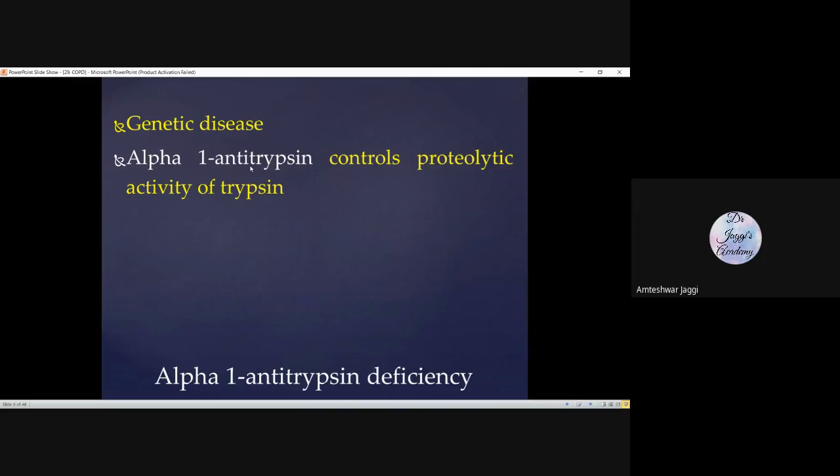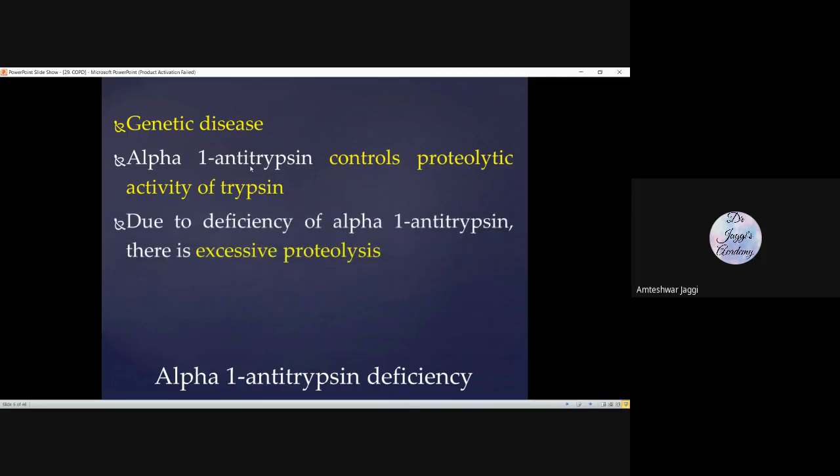So this is a balance actually. But this balance is disturbed. If this antitrypsin is not there, if there is a deficiency, then there is excessive proteolysis because there is no one to control trypsin. So there is excessive proteolysis, uncontrolled activity, destruction of the alveolar walls, and enlargement of air spaces. So this is the important pathophysiology that happens in alpha antitrypsin deficiency, leading to emphysema.